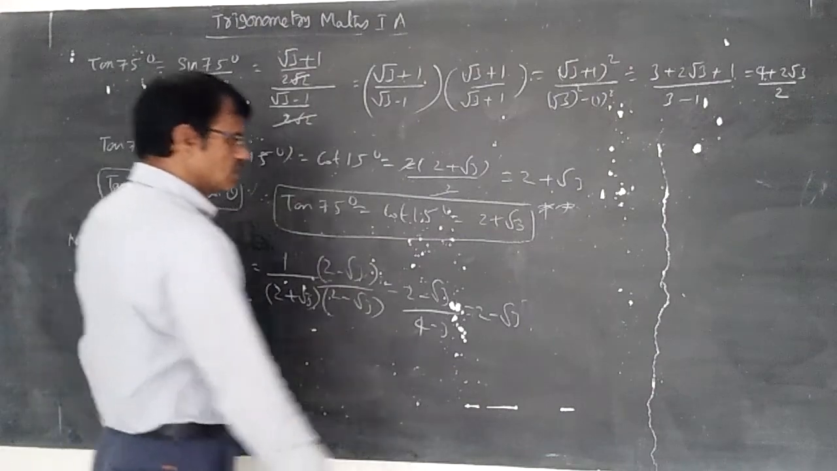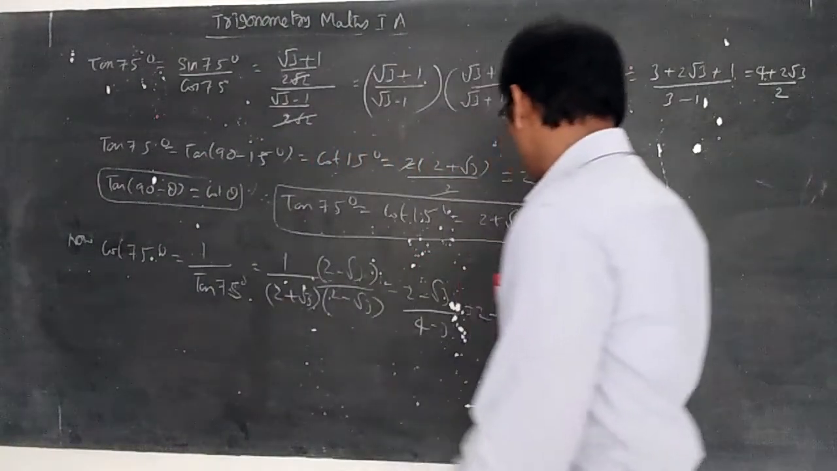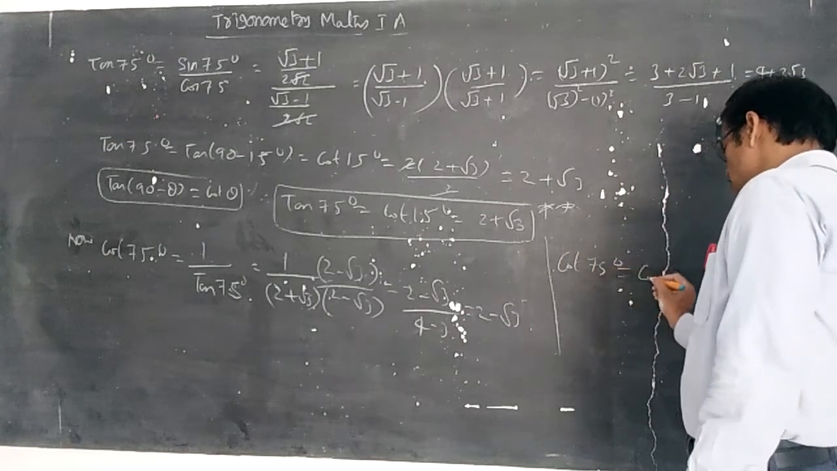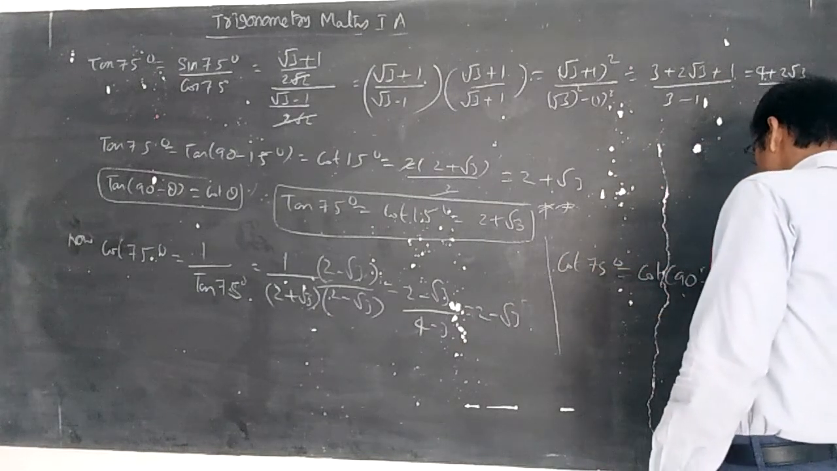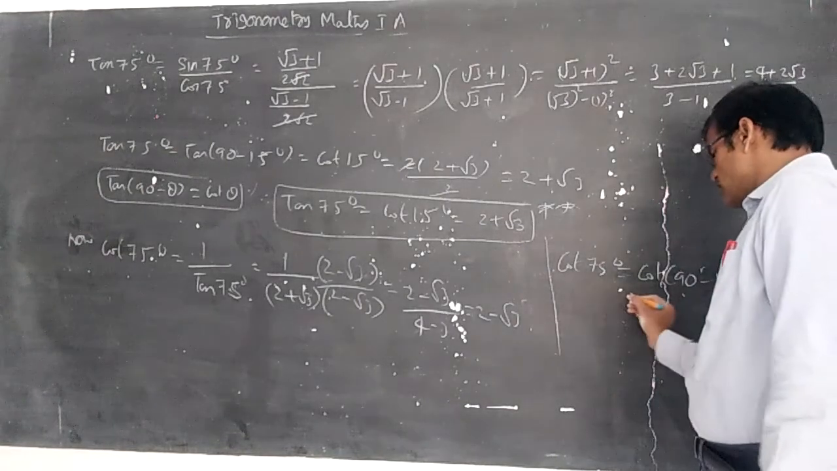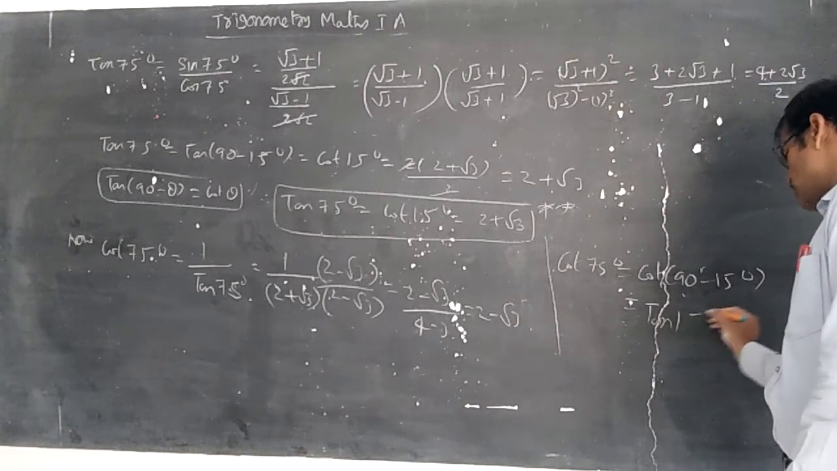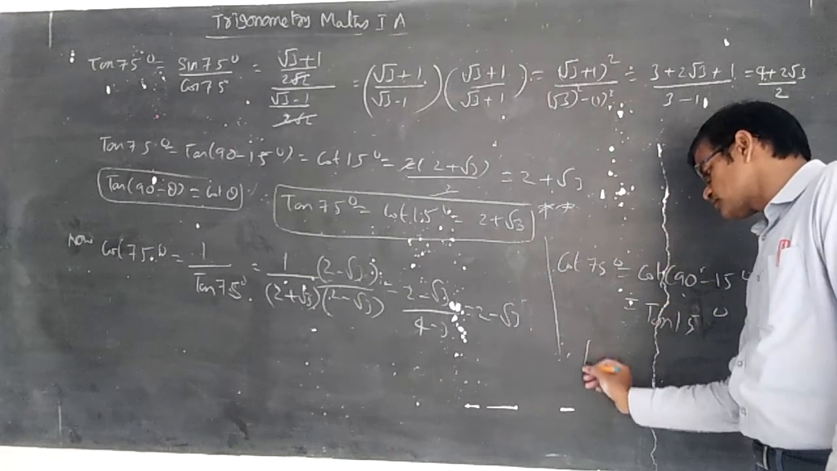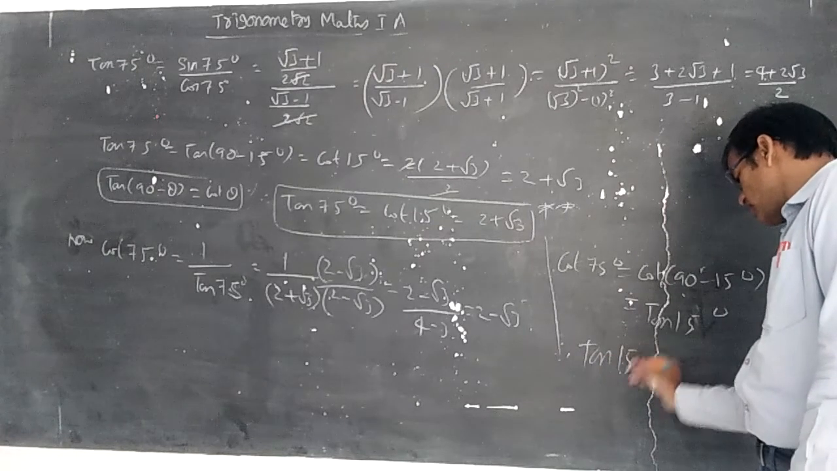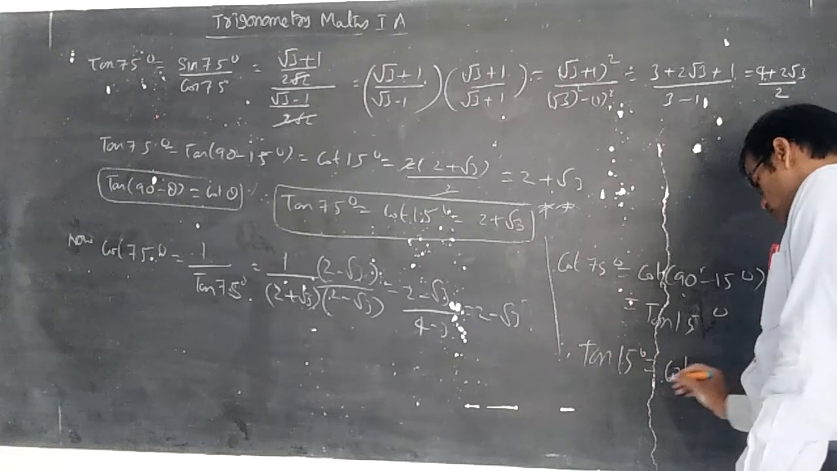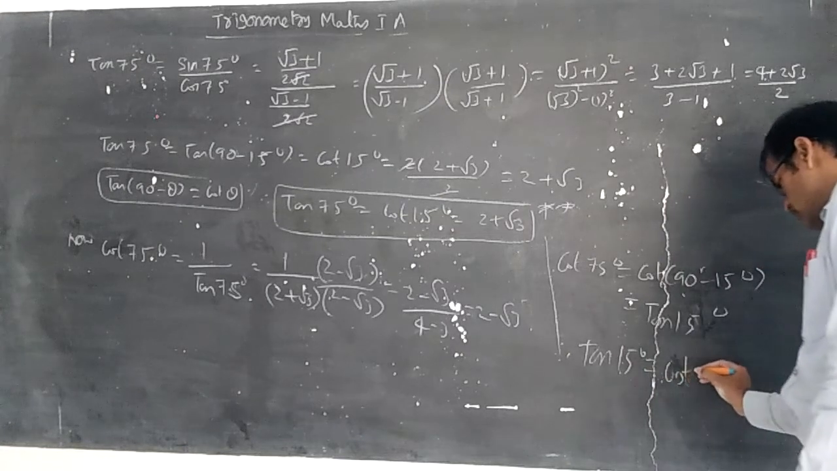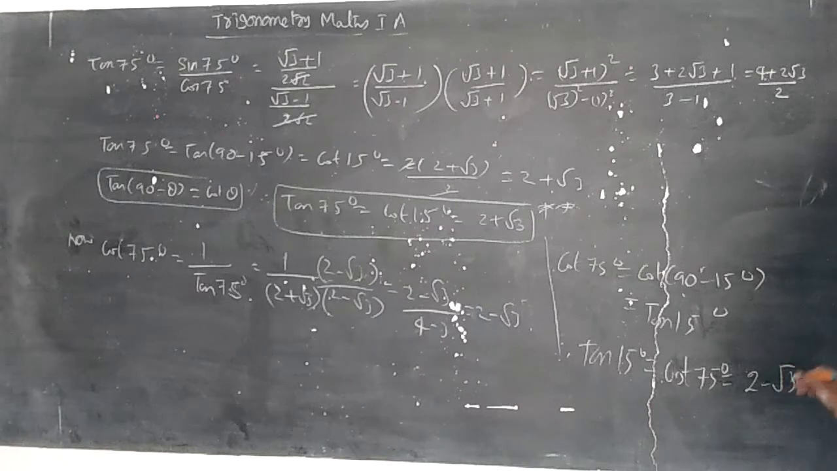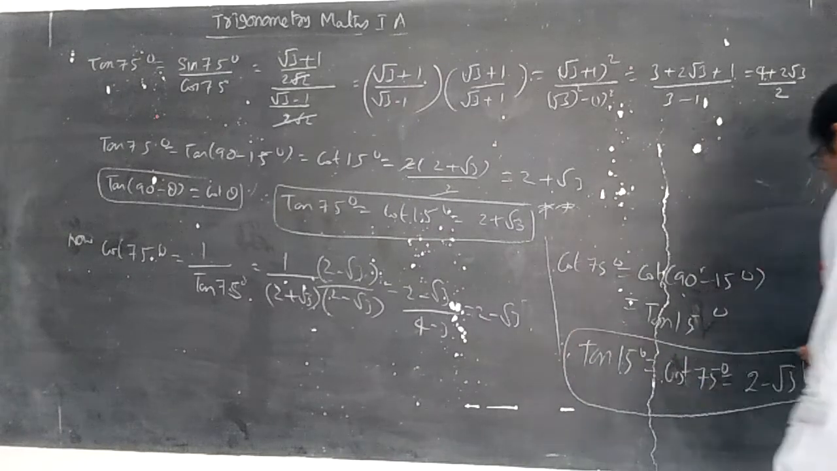So 1 by tan 75, or again you can write here cot 75 degrees is equal to cot of 90 degrees minus 15 degrees. Cot 90 minus theta gives tan theta. So this is tan 15 degrees. Therefore, I am writing here tan 15 degrees is equal to cot 75 degrees is equal to 2 minus root 3. This is also most important formula.